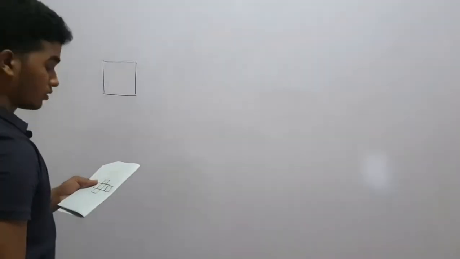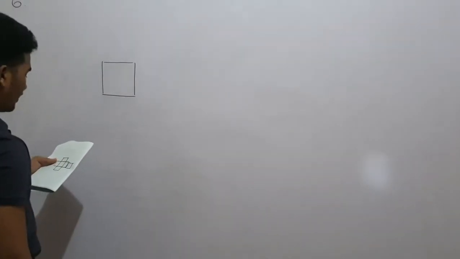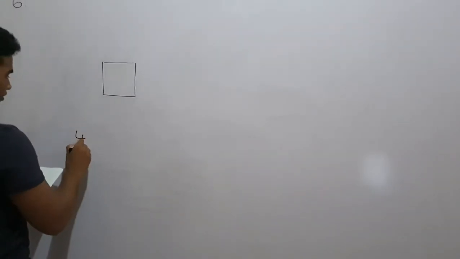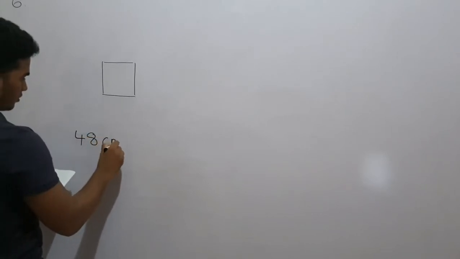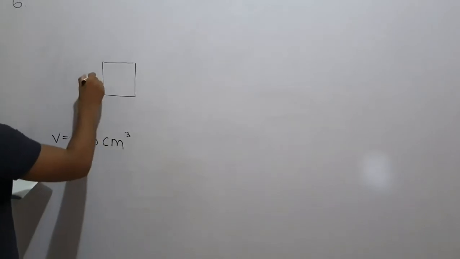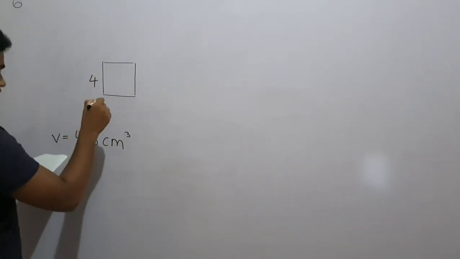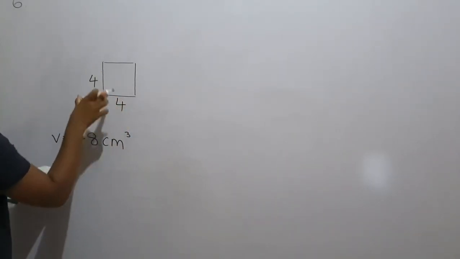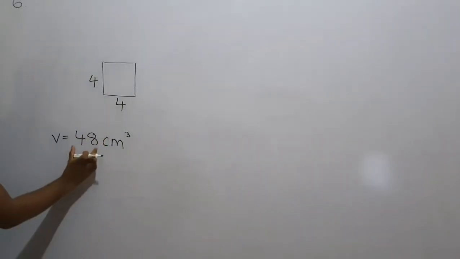So the sixth question. The base of a cuboid is a square with side length 4 centimeters. So the volume of the cuboid is 48 centimeter cube. This is the volume. And the length is 4 centimeters. So this is a square. Both sides are 4 centimeters. Now the volume is 48.